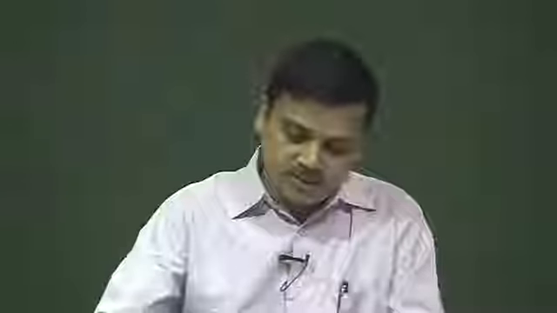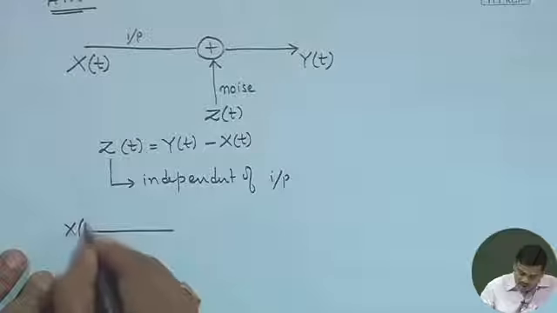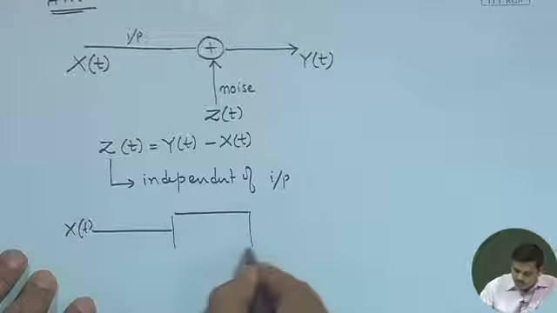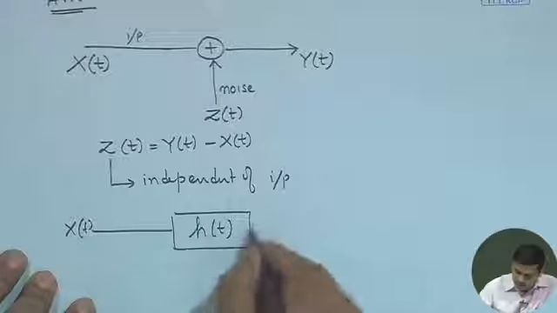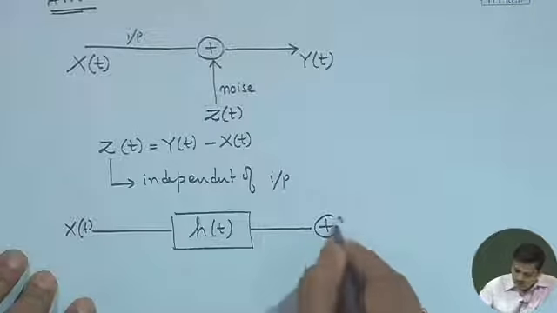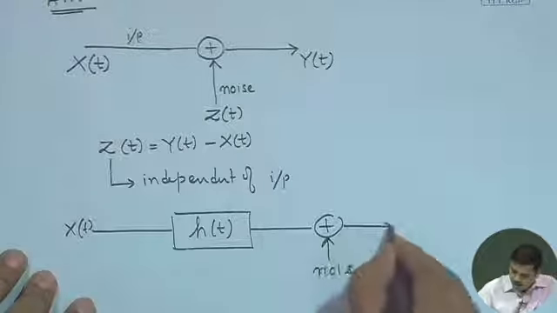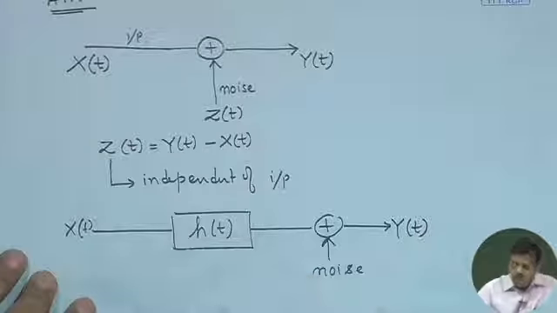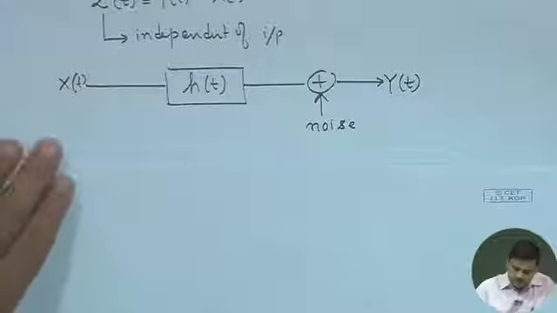Going beyond such systems, there are other systems where instead of simple additive noise, you could have x of t, then there is a box which is an LTI, and you could say let there be h of t which represents the channel impulse response, followed by noise, and then this is the received signal. Now, these are kinds of systems which we are going to encounter, right.